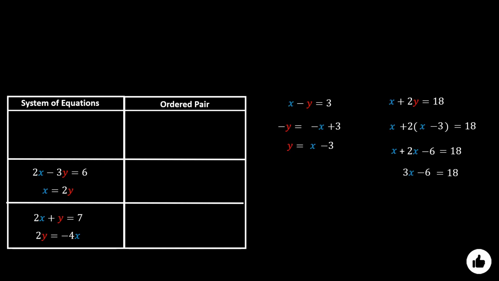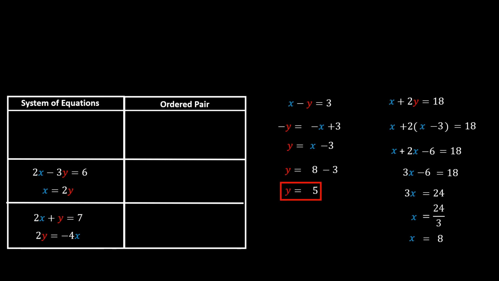Now solving for x, we can add 6 on both sides to get 3x is equal to 24. Then we can divide by 3 on both sides to get x is equal to 24 over 3, which is equal to 8. So now that we have the value for x, we can substitute it into the first equation and solve for y. So we get y is equal to 8 minus 3. So y is equal to 5.